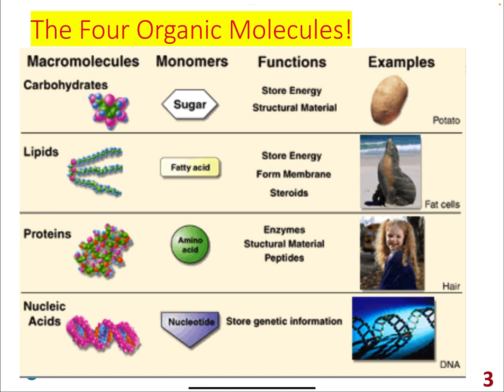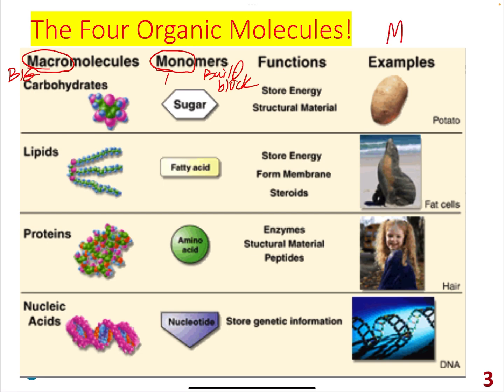Now we're going to go over the 4 organic molecules: carbohydrates, fats, proteins, and nucleic acids. These are all macro. They are big molecules, and they're made from little pieces called monos. Mono means one, and a mer is like a building block. So you're going to make small molecules come together to make big molecules. All of these are huge molecules. So they're all called macromolecules, or macros for short.